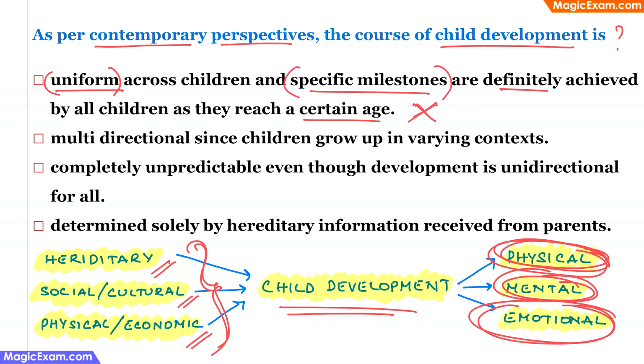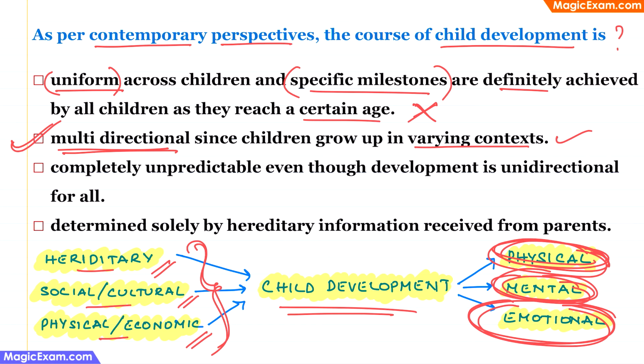Therefore, this is incorrect. Next, multi-directional, since children grow up in various contexts. This is absolutely true because there are various contexts such as hereditary, social, cultural or physical economic factors which affect a child's development, and it is multi-directional such as physical, mental and emotional development. Therefore, this is a correct statement and the answer for this question.